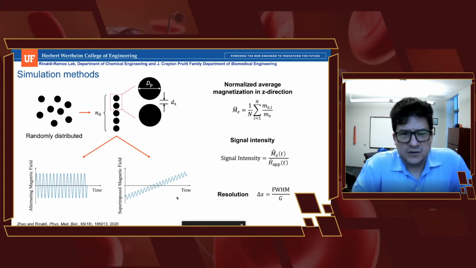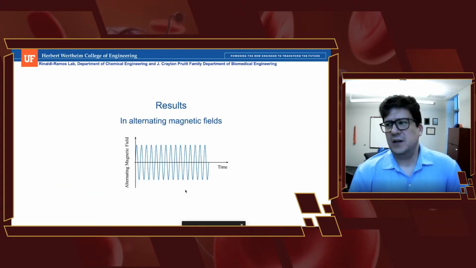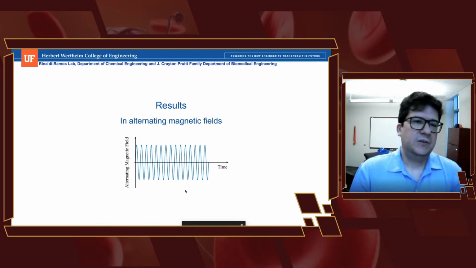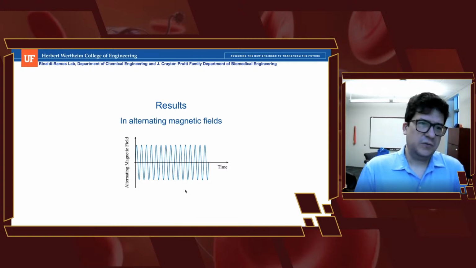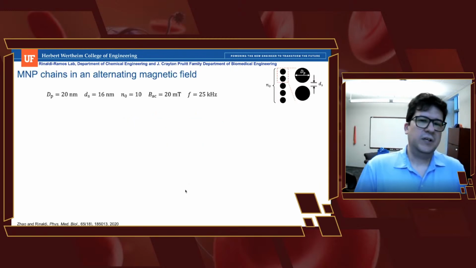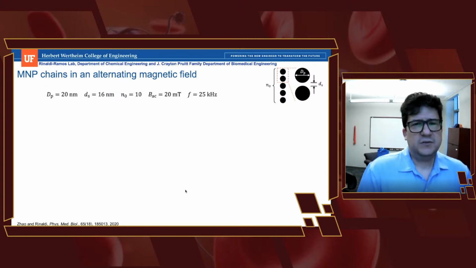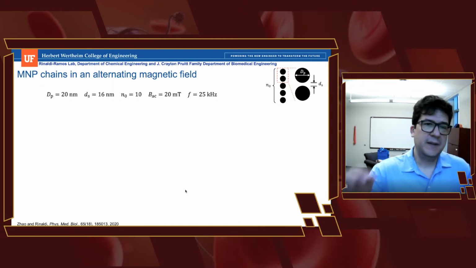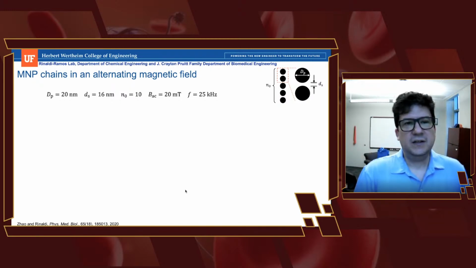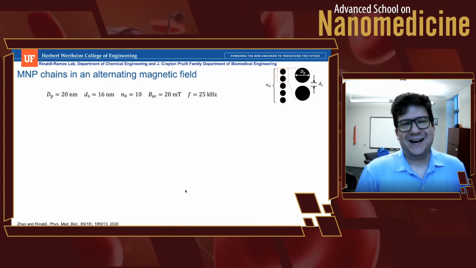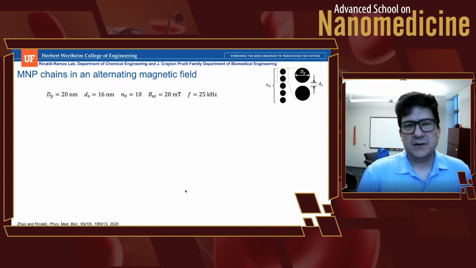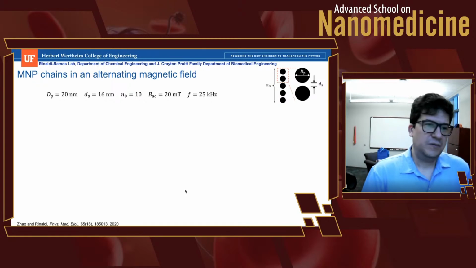And this is more akin to the type of field you generate in a relaxometer. So let me show you the results. First, the results for alternating magnetic fields. Here, we're looking at a particle size of about 20 nanometers with a surface-to-first-surface distance of about 16 nanometers. The chains are going to consist of 10 nanoparticles, and the amplitude of the magnetic field is 20 millitesla, and frequency is 25 kilohertz.